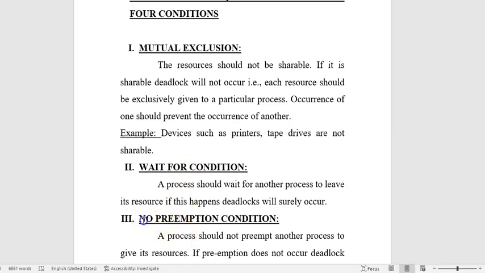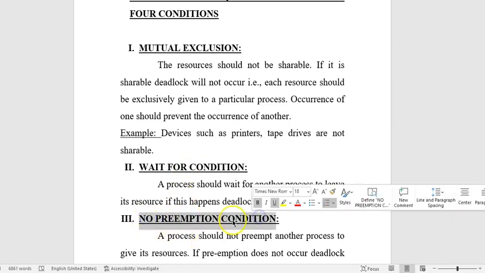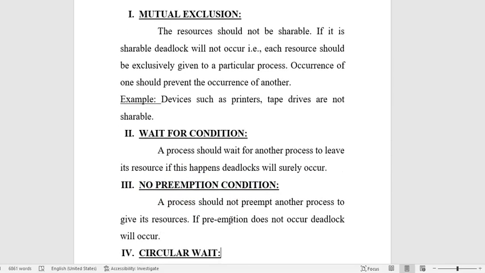The next one is the no preemption condition. Already we have seen what is meant by preemption. Preemption means when a higher priority process requests the CPU, we give the priority to the higher priority process, and the lower priority process comes out of the CPU. That is called preemptive. But preemption should not occur for deadlock.